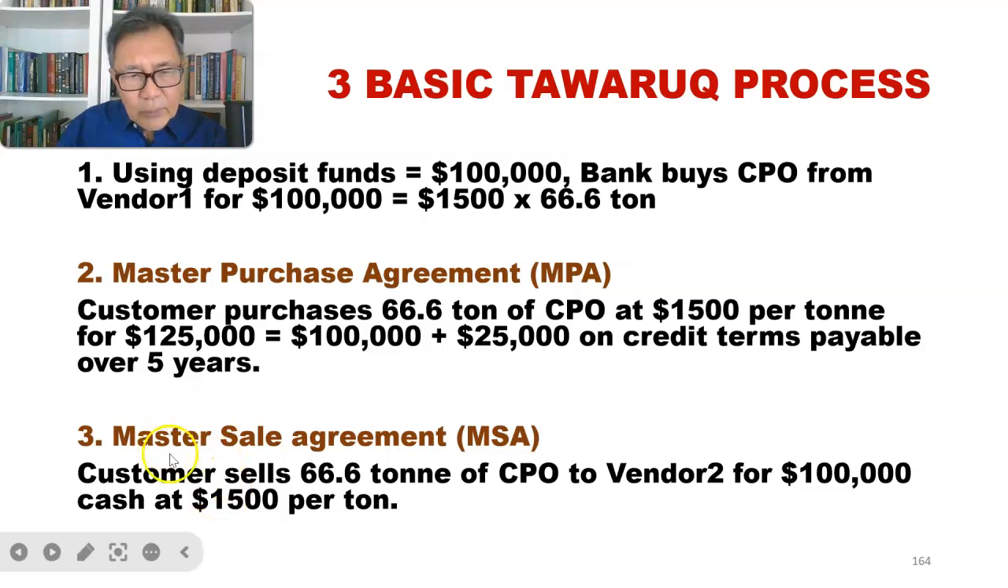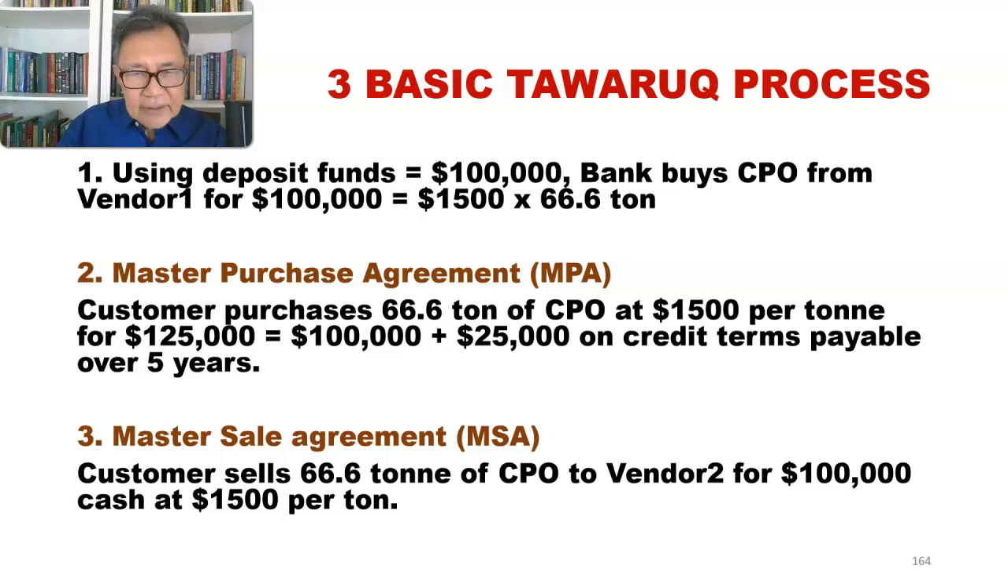And when the customer has taken ownership of the CPO from the MPA, now in order to get the liquidity, the customer will sell the CPO of 66.6 ton to vendor 2 for $100,000 cash at $1,500 per ton, which is the price equivalent to the CPO price in the MPA.